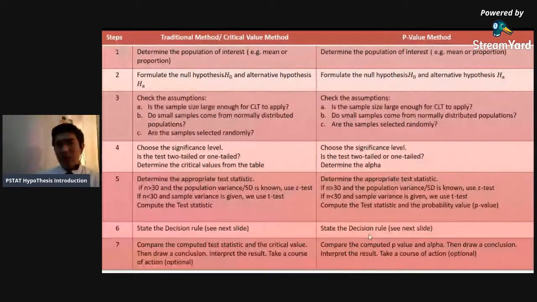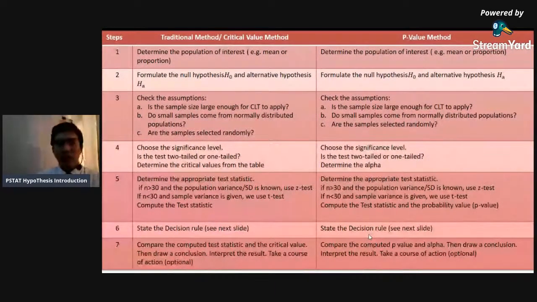So what is the difference between the two? Let's take a look. The first step: determine the population parameter of interest. For this topic, our parameter of interest is the mean. Next week, we are going to discuss the proportion. The second step is to formulate a null hypothesis and alternative hypothesis. The third one, where there is a difference between the two methods, is to check an assumption. A: is the sample size large enough for the CLT to apply, meaning that n is greater than or equal to 30.